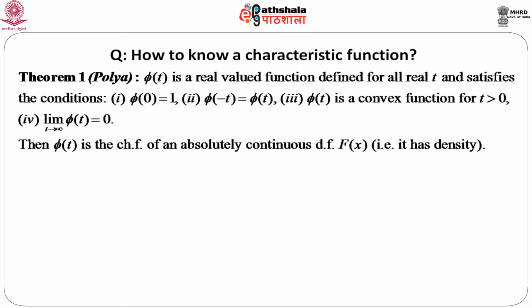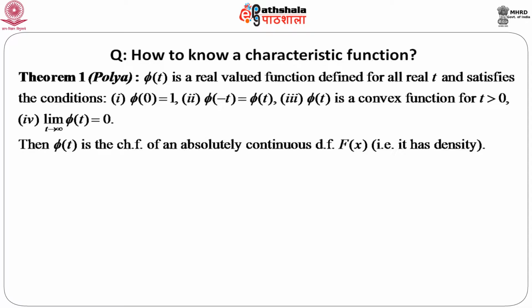Phi t is a real valued function defined for all real t, and it satisfies 4 conditions actually. Phi of 0 equals 1. I have just mentioned that phi 0 equals 1 occurs many times while discussing characteristic functions. So, phi 0 equals 1, phi of minus t equals phi t, the third condition is phi t is a convex function for t greater than 0, and the fourth condition is limit of phi t as t goes to infinity should be equal to 0.